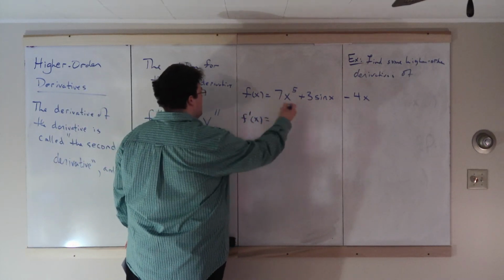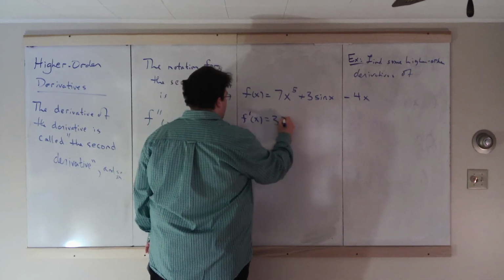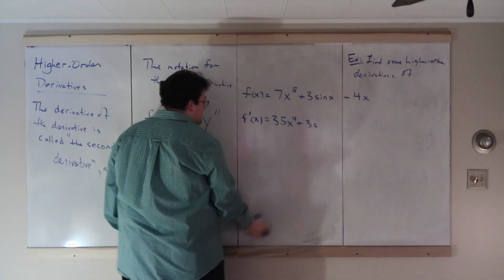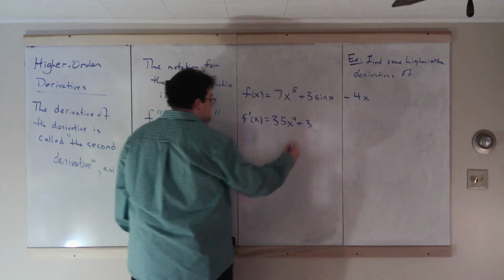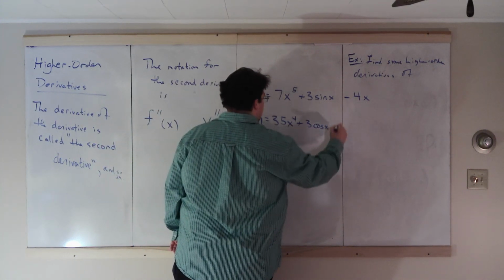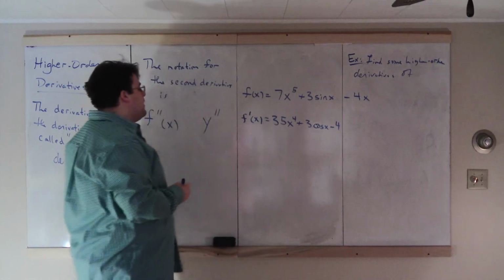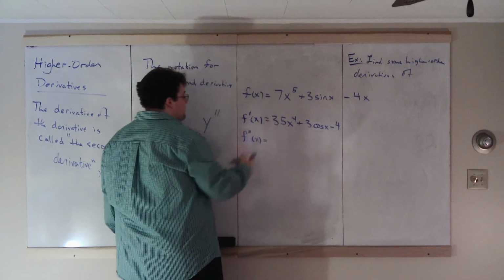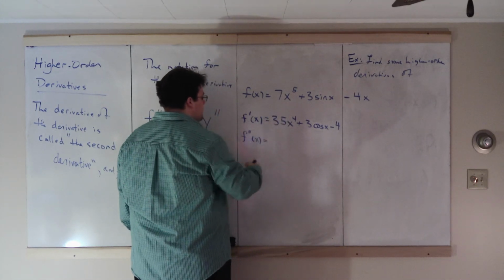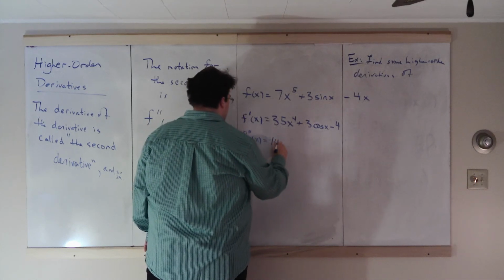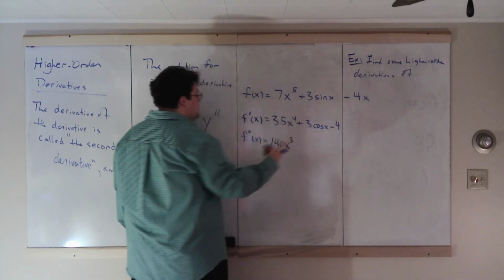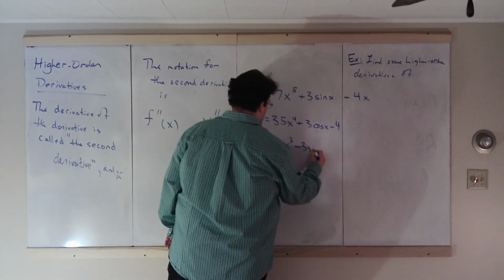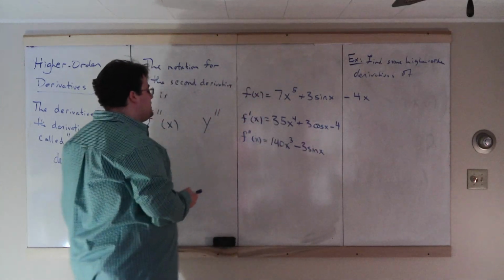The first derivative, well, we have a power rule here, so we have 35x to the 4. Derivative of sine is cosine. Derivative of negative 4x is negative 4. Let's keep going. f prime prime of x. Derivative of x to the 4 is 4x cubed. 35 times 4 is 140. Derivative of cosine is negative sine. Derivative of negative 4, well, negative 4 is a constant, so that derivative is 0.